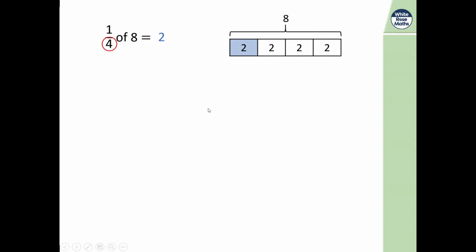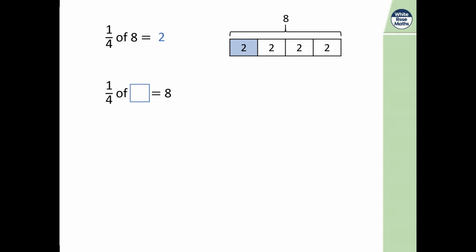The denominator is 4, and we can see that the bar model has been divided into 4 equal sections. The numerator is 1, and this is shown on the bar by one of the sections being shaded. We can also see that our whole amount is 8, and this is shown on the bar model here. And finally, we can see that our shaded fraction is equal to 2, and that is shown on the bar model here.